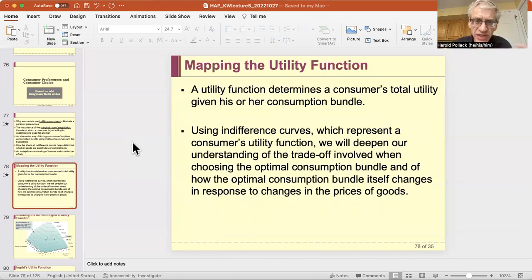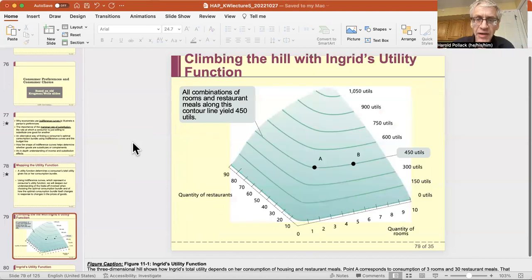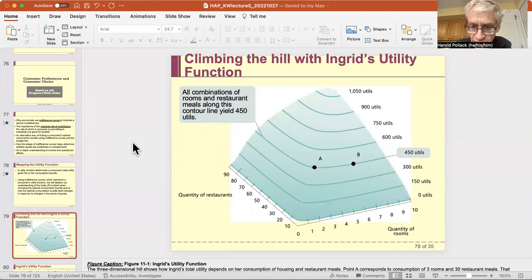So your utility is kind of your total well-being. That's really the way we talk about that. And I mentioned this in class already. Here's Ingrid's utility function. She's trying to reach the highest point on this hill she can reach. Here she can get up to 1,050 utils. But how high she can go on this hill depends on what her income is.